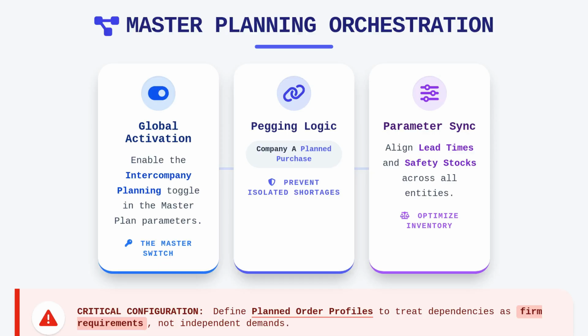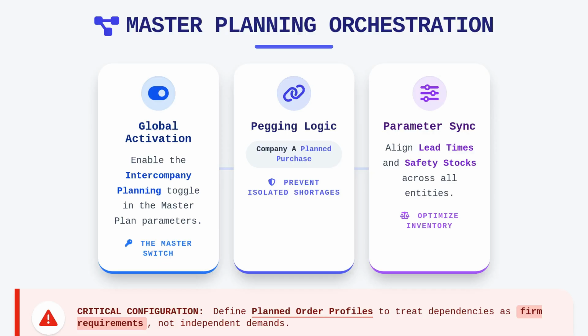You need to configure the planned order profiles to ensure that the system recognizes these intercompany dependencies as firm requirements rather than independent demands. If you do not explicitly define these links, the master scheduling engine will treat them as isolated shortages, leading to inaccurate procurement suggestions.